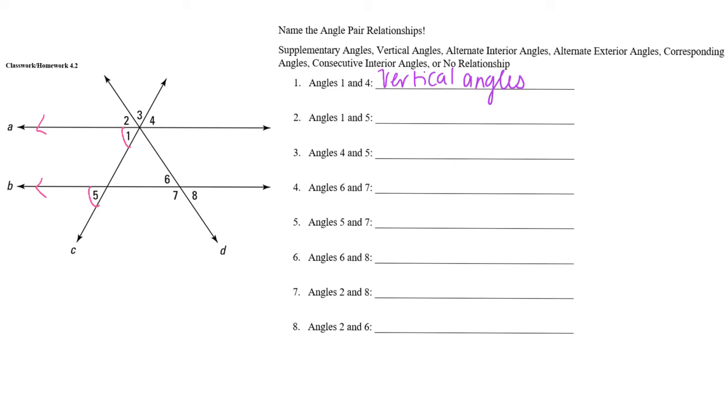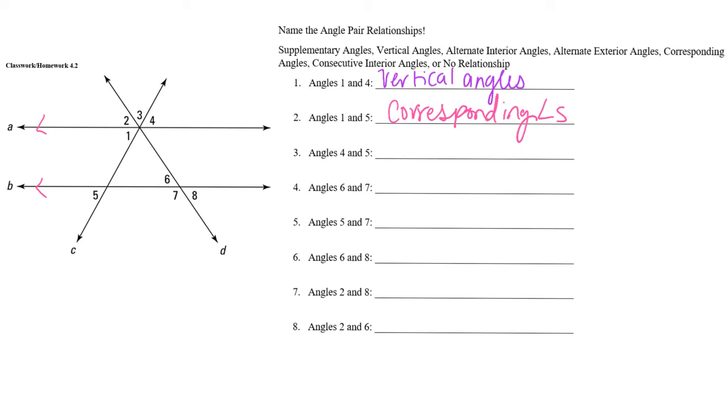They're on the same side of that transversal, but they are not both inside of the lines or inside the parallel lines. So we can't say they're consecutive. These are going to be corresponding because they are in the same spot on both lines. So corresponding angles. All right.